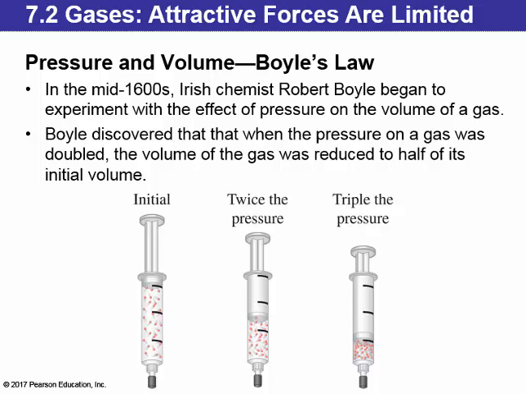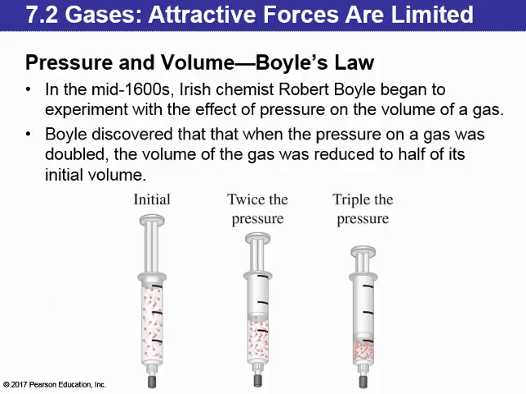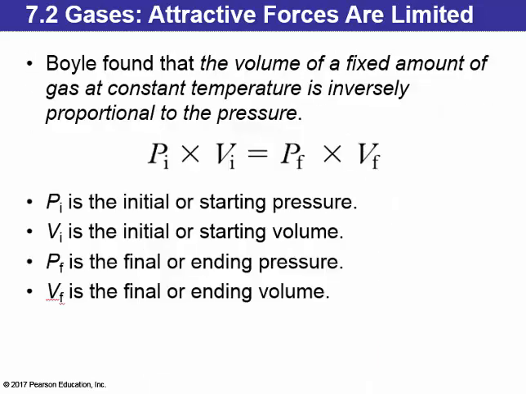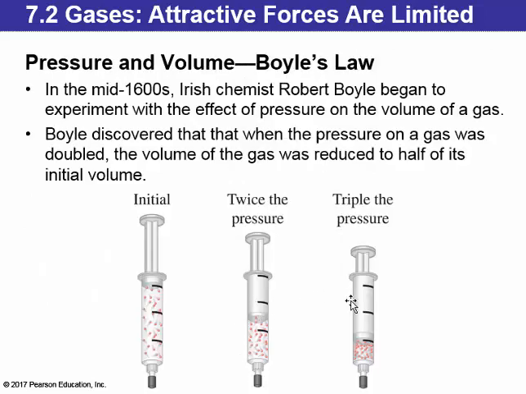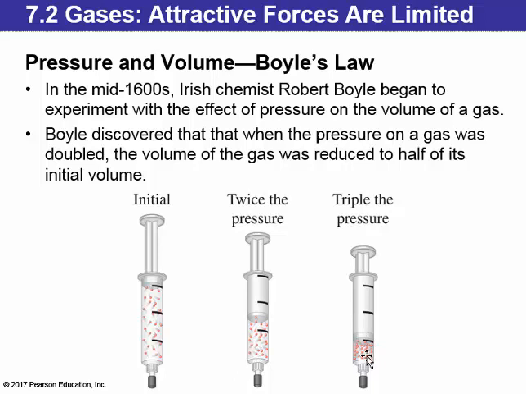So let's look at the mathematical relationship of pressure and volume in this mathematical equation right here. Pi multiplied by Vi is equal to Pf times Vf, where Pi is our initial or starting pressure. So for example, the pressure that we started with. Vi is our initial volume, our volume that we started with. And then Pf is our final pressure, so our new pressure, which could be here or here. And Vf is our new volume, so either here or here.